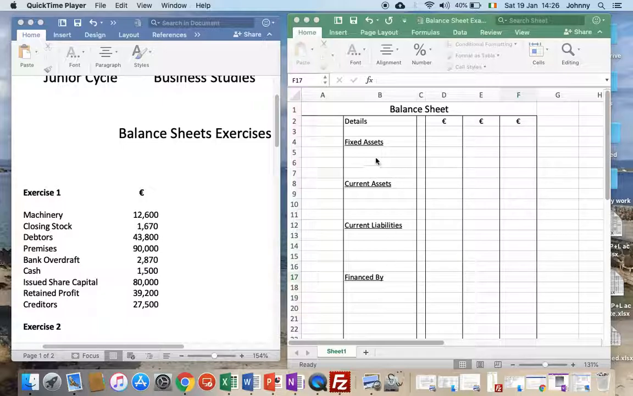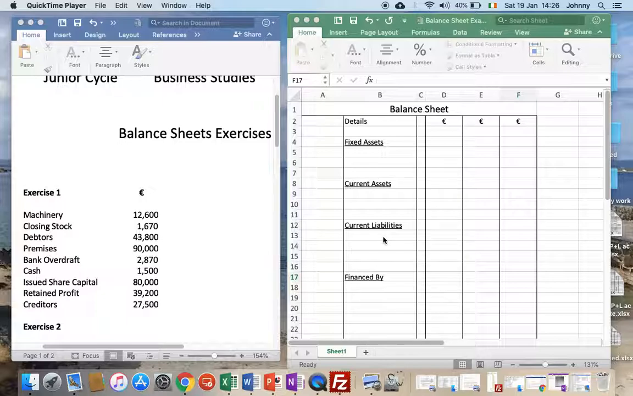So some examples here. Fixed assets, you might have things like machinery that we have, or the building if we own our own building. Current assets might be cash that we have at the moment, or people owe us money, people called debtors. So debtors are people who owe us money at the moment. We haven't got the money yet, but that money will come in soon. So this is money owed to us.